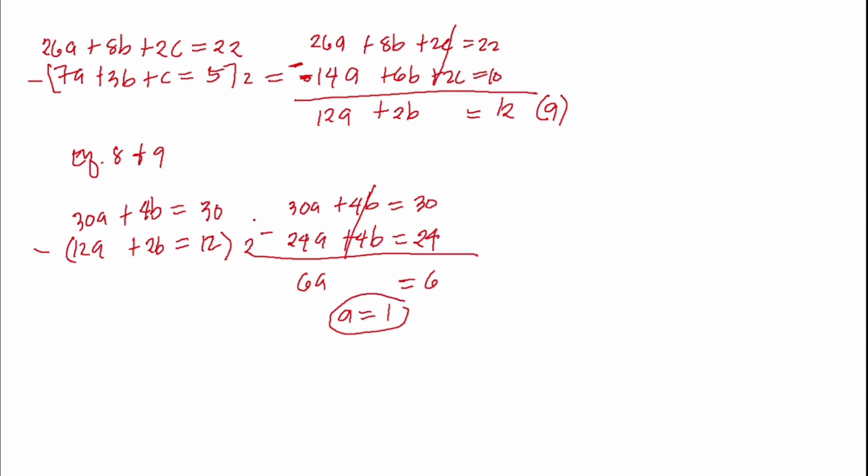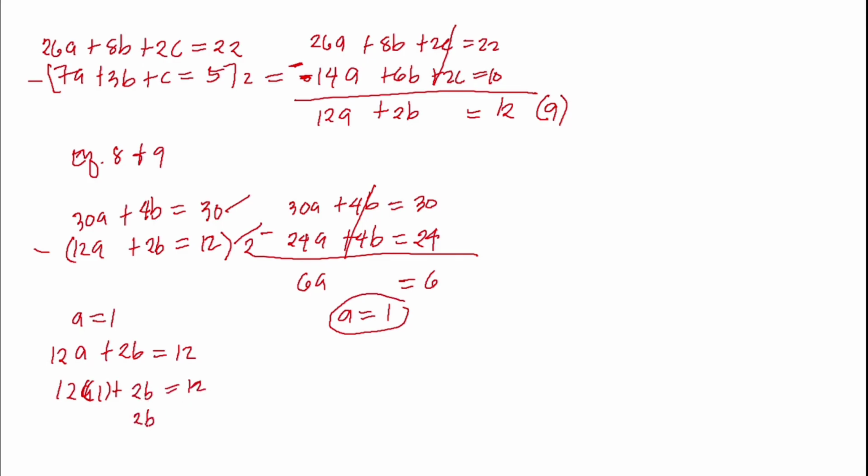So by either of the equations 8 and 9, we have to substitute the value for A. So let us first substitute the value for A in equation number 9. When A is equal to 1 in the equation 12A plus 2B is equal to 12, we have 12 times 1, because the value for A is 1, plus 2B is equal to 12.